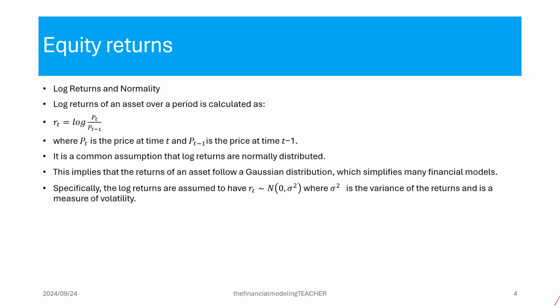A quick review on equity returns. We've mentioned that log returns are simply the logarithm of the ratio of the current to the previous price, and we further assume that returns are normally distributed, and as a result they follow a Gaussian distribution. Despite that, according to the stylized facts theory, this normality assumption is the subject of some arguments. But in order to simplify the financial models, we'll continue with the assumption of normality.